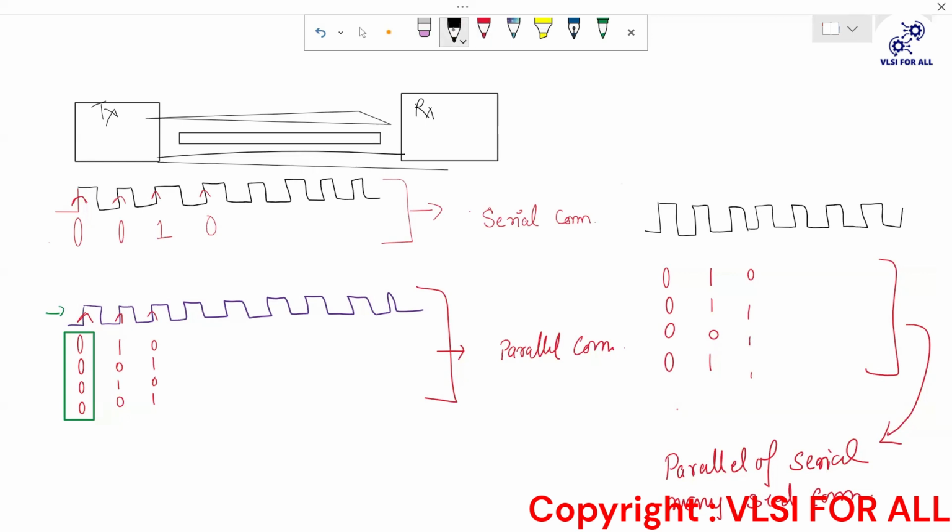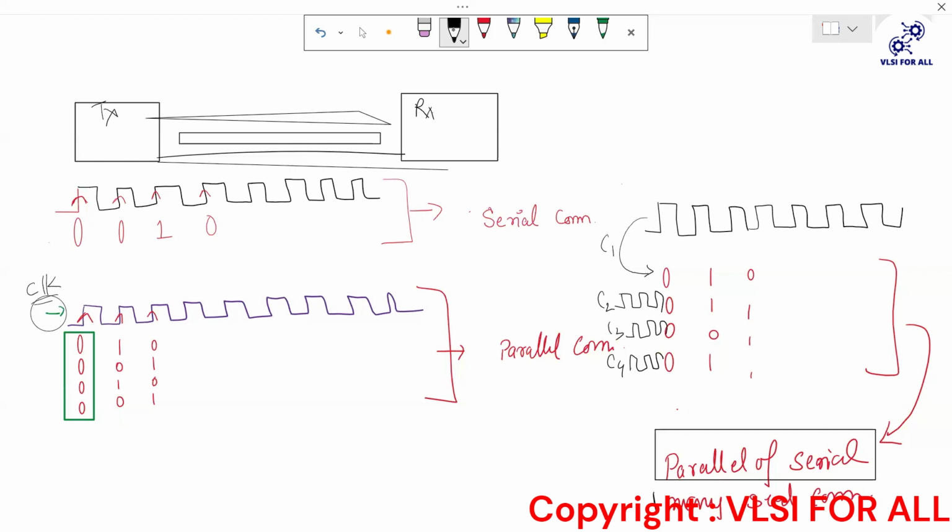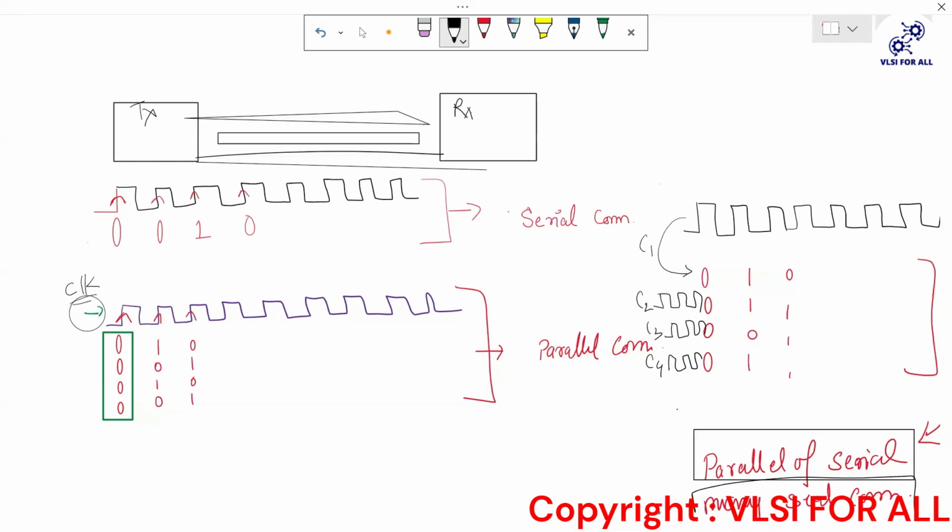If the reference clock is common, like if it's with respect to a single clock intentionally, and if they are having their own, there are multiple clocks, let's say C1, C2, C3, and C4. So if the clock is different and each clock is having one bit per clock, then it will become a parallel of serial. That means many serial communication. But here we have a single clock, and at the same clock we are transferring multiple bits. This is nothing but a parallel communication.